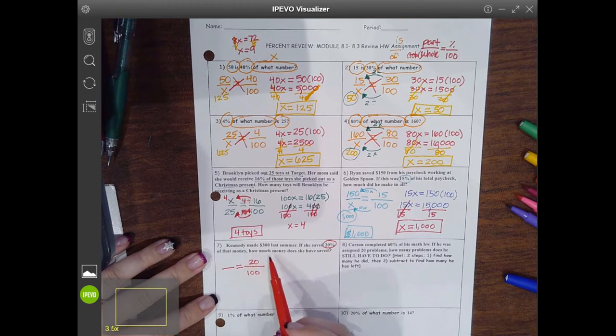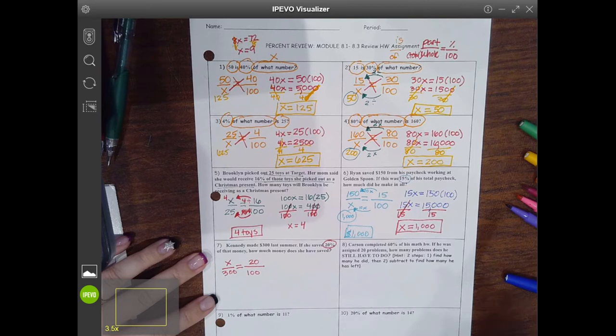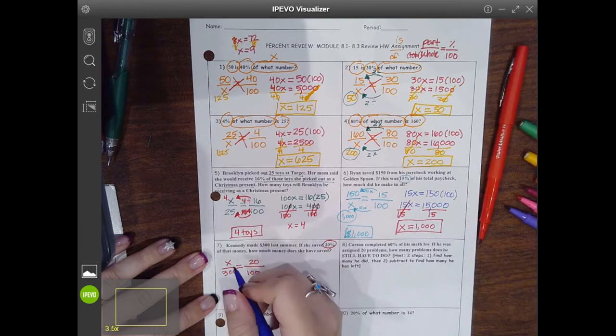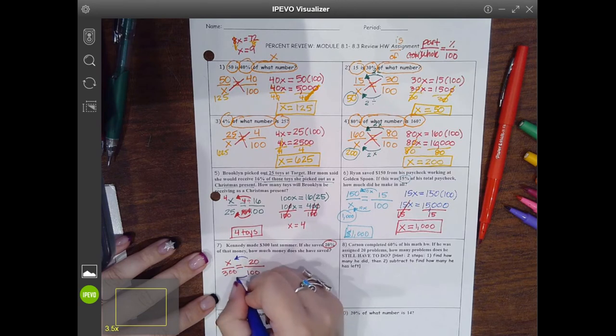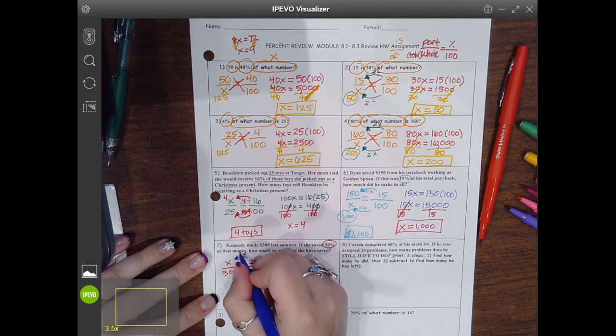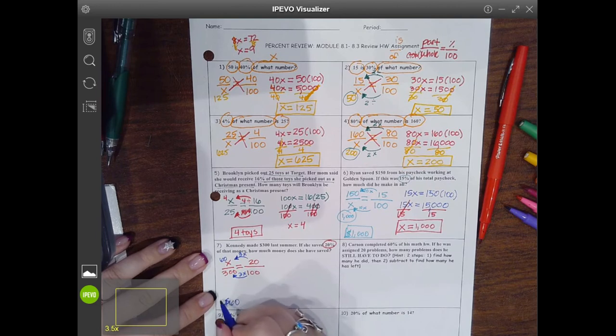Kennedy made 300 last summer. If she saved 20% of that total money, how much does she have saved? So what part of the total 300 did she save? And then think to yourself, can I do the shortcut for this one? I can, because I can go from 100 to 300. But is it going this way or this way? Is it times 3 or divided by 3? Go towards your unknown, then follow that same pattern. So it's 100 times 3 equals 300. So do 20 times 3 and you get 60, which means she only saved $60.